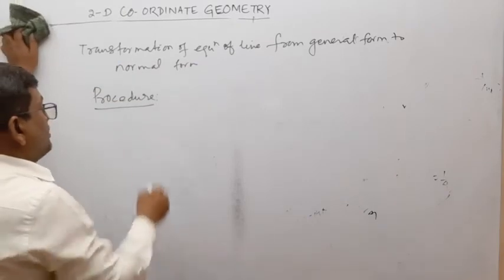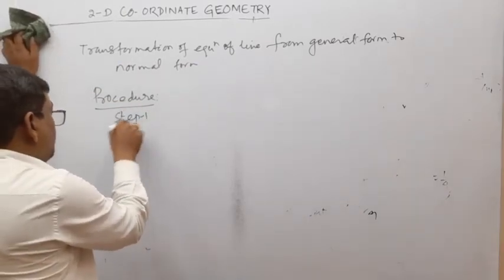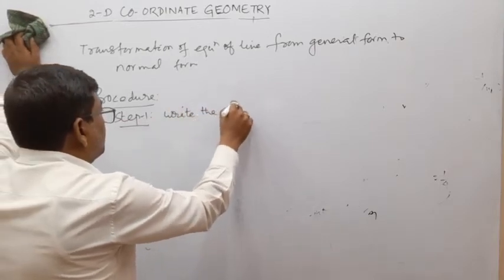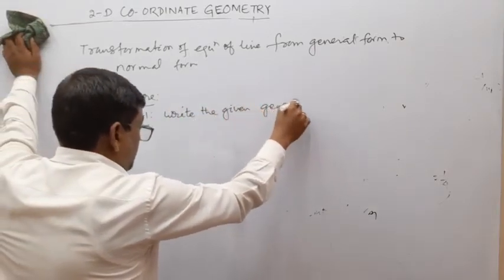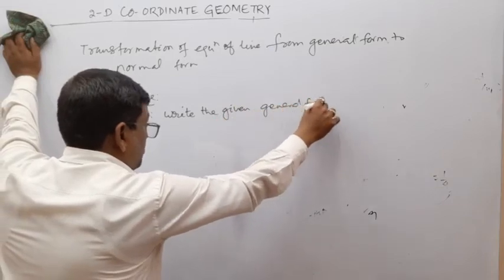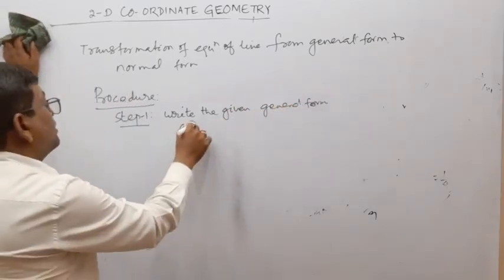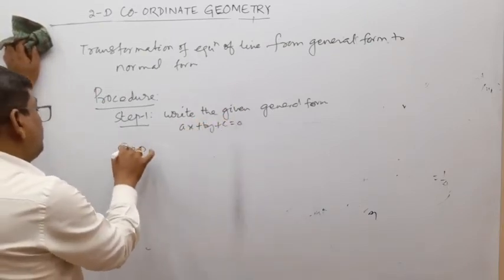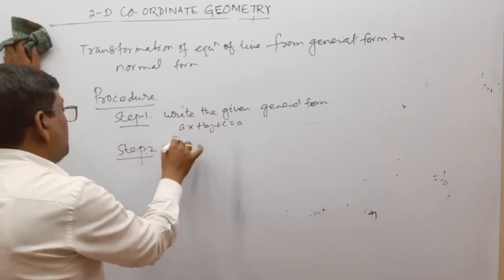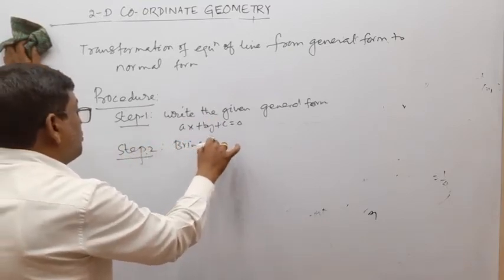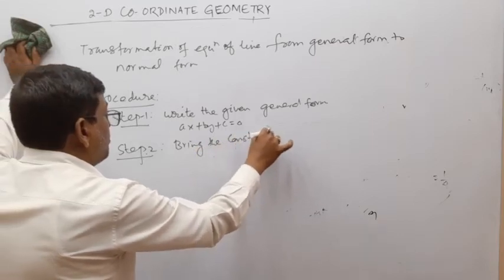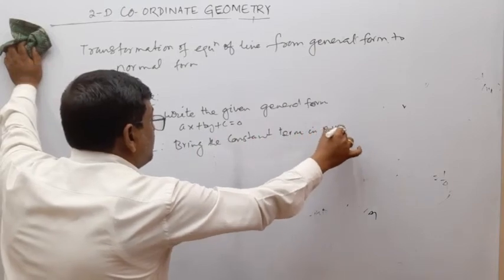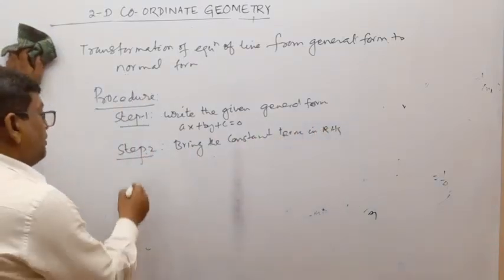Step 1: Write the given general form, that is ax plus by plus c equal to 0. Step 2: Bring the constant term to the right-hand side.